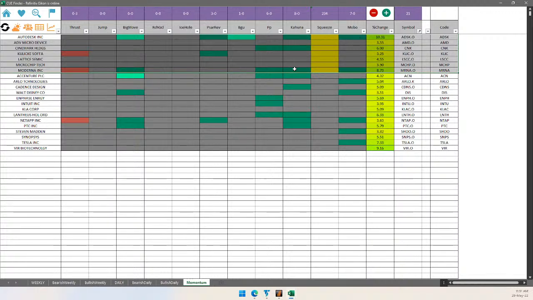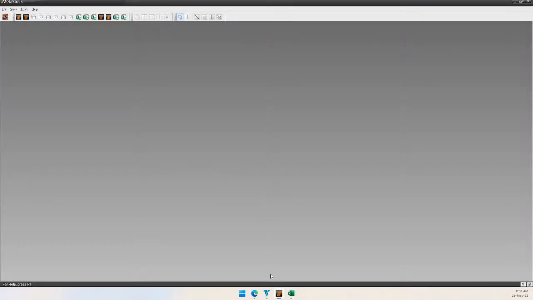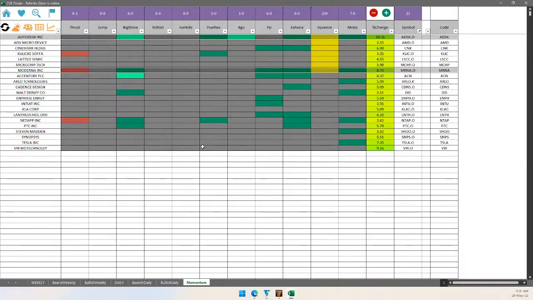We have two such stocks, these two. Let me close the existing charts if I have any. Nothing. Great. Come back. So I have two stocks. Actually, they happen to be very well known, Autodesk and Moderna. They both have MOBO breakout from a squeeze with Kahuna.